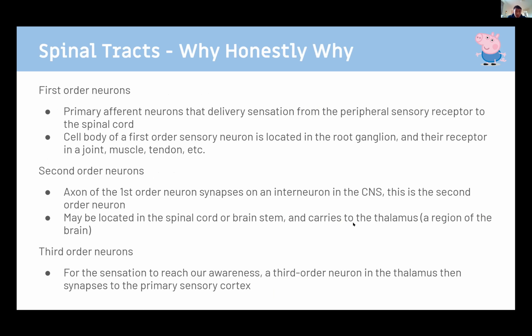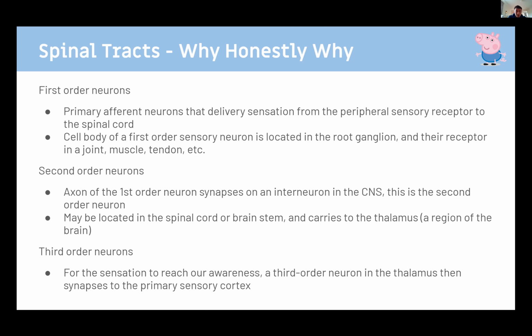And then moving on to spinal tracts, which honestly were not very fun last year, but hopefully we can make it a little bit clearer. In your spinal tracts, you have what are called first order neurons, second order neurons, and third order neurons. Your first order neurons are what feel the sensation. So they're on the most periphery. They might be in your fingers, your arms, etc. They carry the sensation from the peripheral sensory receptor to your spinal cord.